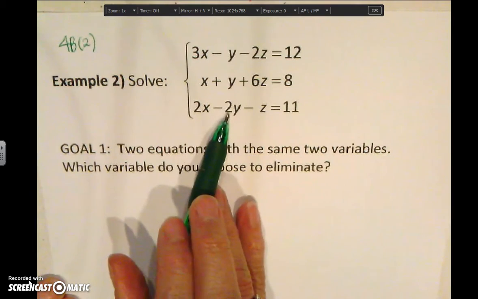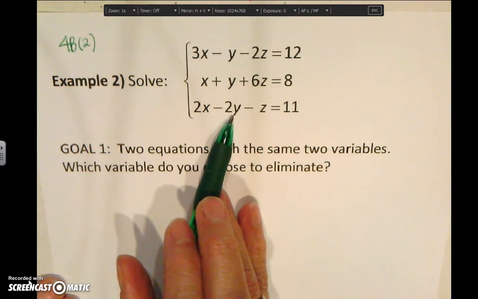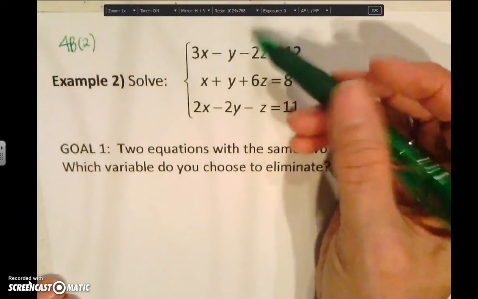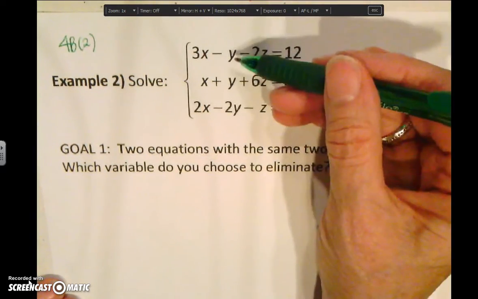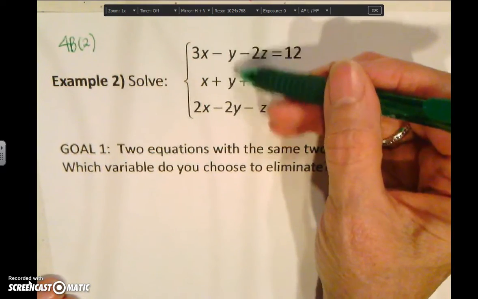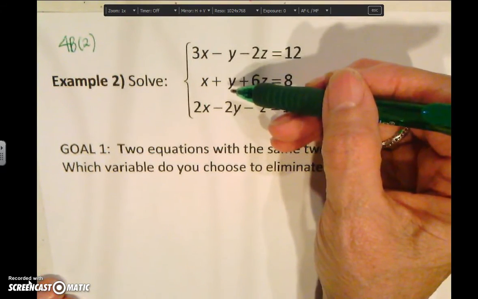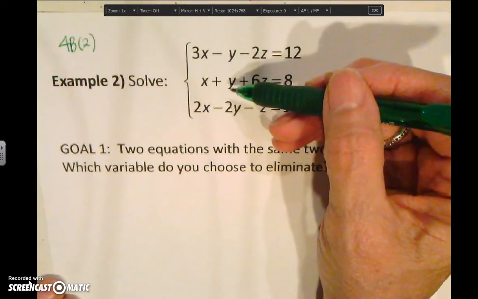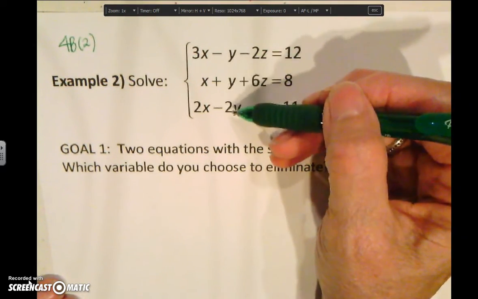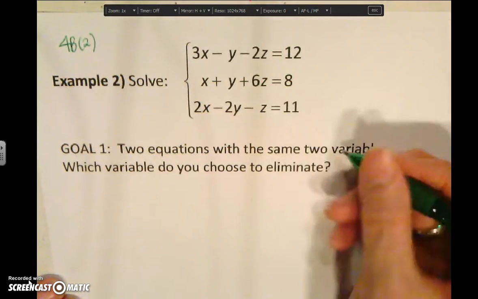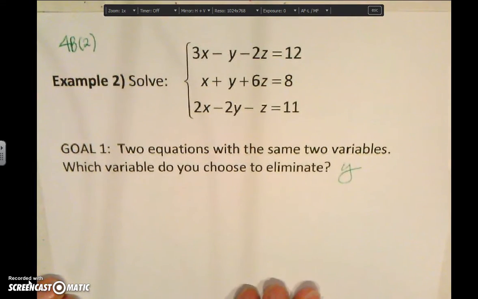It doesn't matter which two. Sometimes one way is easier than another, but if I looked at this to try to decide what I wanted to eliminate, I would notice that my y's eliminate pretty easily. And so I like the looks of that. And then it would be easy also to eliminate these two right here. So I am going to choose to eliminate the y's for this.